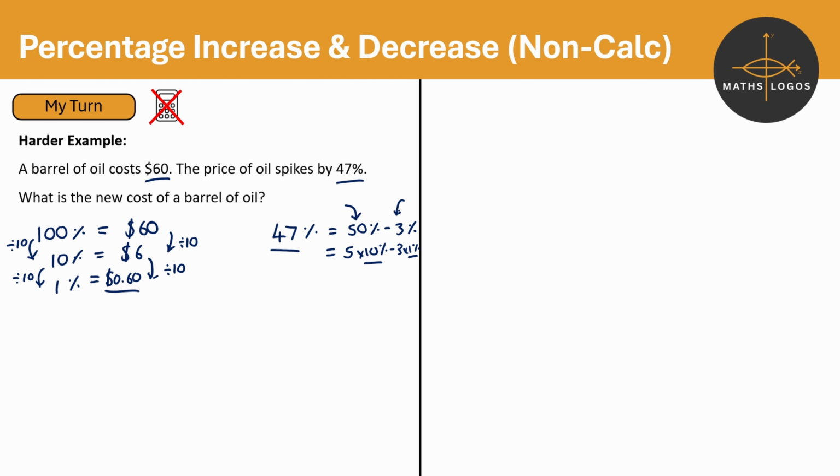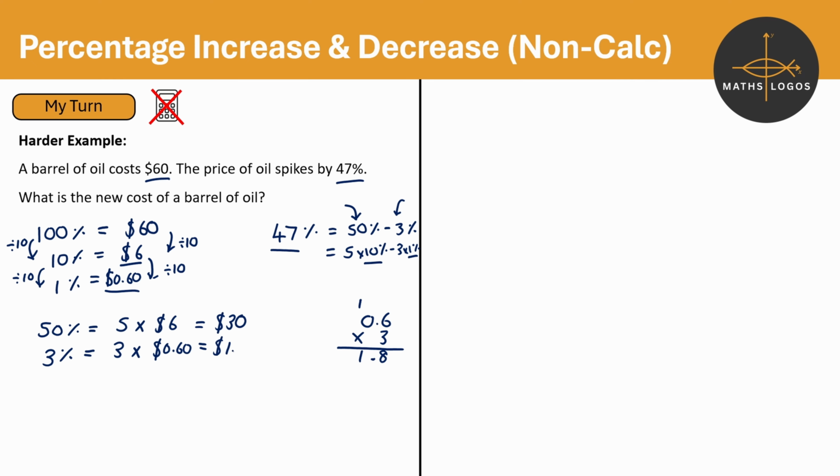Now remember, I'm trying to construct 47%, and I said in order to do that, I'd get 50% and 3%. So let's think about 50% to start with. Well, that's going to be 5 lots of 10%, and we said 10% was $6. It's 5 lots of $6, which is equal to $30. And 3% is going to be 3 lots of 1%, which we said was 60 cents. Do a little bit of column multiplication off to the side. 3 multiplied by 6 is 18, carry over that 1. 3 zeros are 0, add on the 1. So 3 times 60 cents is $1.80.